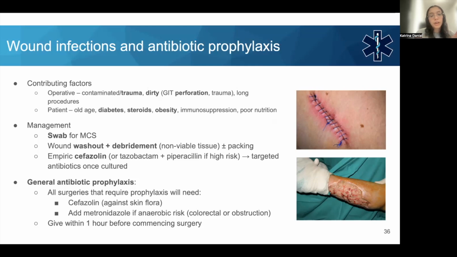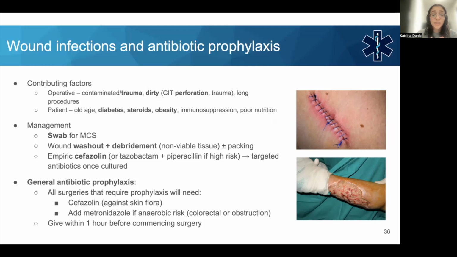Okay, so how you manage the wound infection is you will swab the wound and you'll send that swab to find out the bug that's causing it, so you can treat properly. You want to wash out the wound, plus minus debridement, depending on where it is, the type of infection, and you want to give your antibiotics.